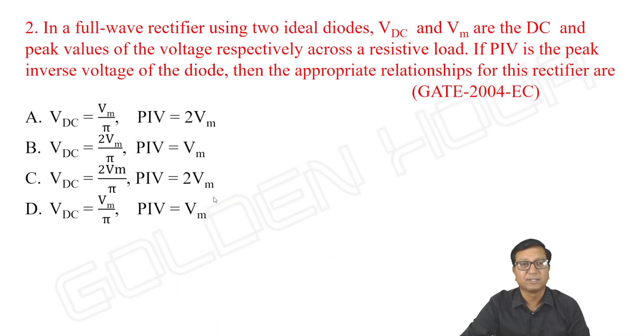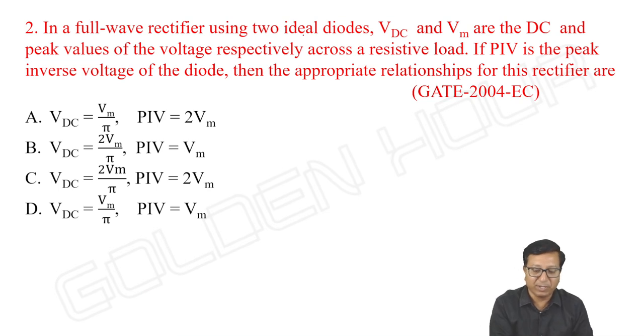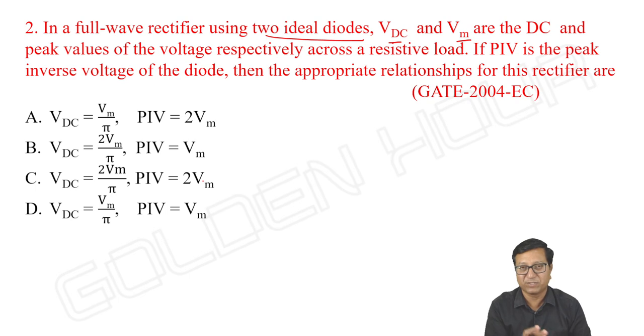Next question. In a full wave rectifier using two ideal diodes, VDC and VM are the DC and peak values of the voltage respectively across the resistive load, which is just similar to the previous case. They are taking a center tapped full wave rectifier with ideal diodes and an ideal transformer. If PIV is the peak inverse voltage of the diode, then the appropriate relationships of this rectifier are. They are asking about VDC and peak inverse voltage.